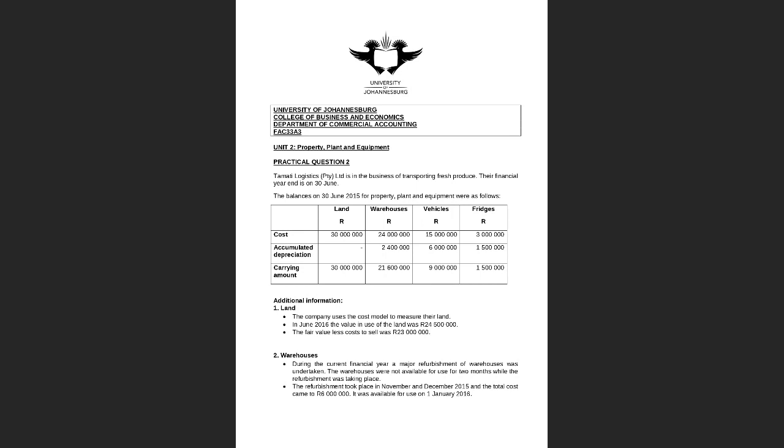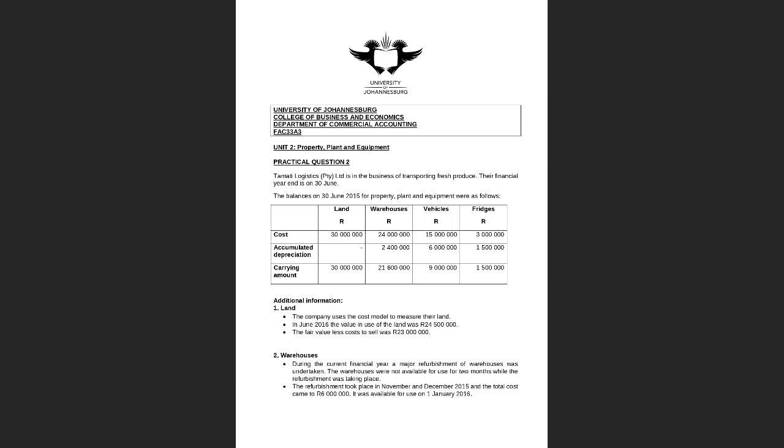How much depreciation do we have? We have 2.4 million. So if you take 960,000 and multiply it by 2, that would be depreciation for 2 years, and that is 1.920. But we still have accumulated depreciation of 2.4 million. So therefore, I used it for more than 2 years.